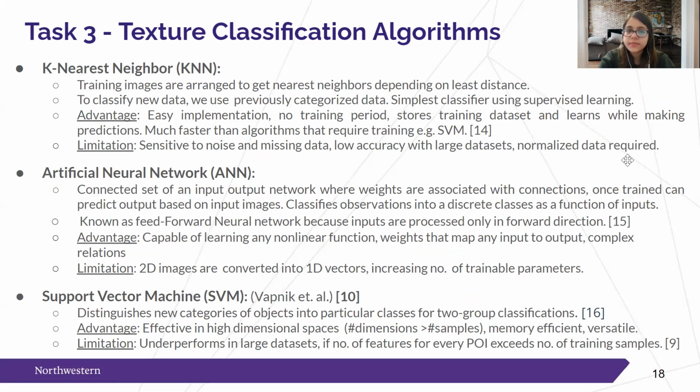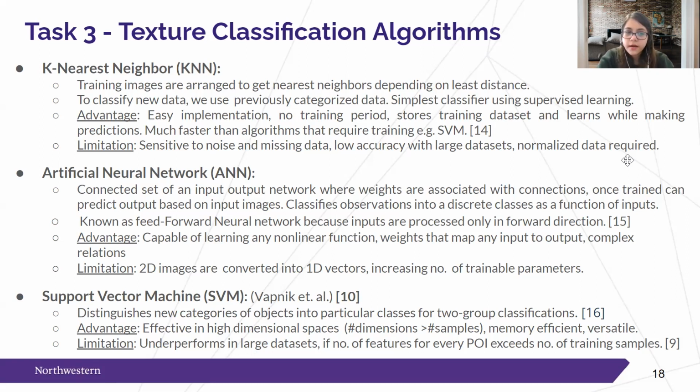So KNN trains on images and gets the nearest neighbors depending on the least distance. And to classify the new data, we use previously categorized data. So this is one of the simplest classifiers using supervised learning. And the advantage is easy implementation. It doesn't have a training period and it stores the training data set and learns while making the prediction. So it's much faster than other algorithms that require training, like support vector machines. But the limitation is that it's sensitive to noise and missing data, and it has low accuracy with large data sets, and it also needs normalized data.